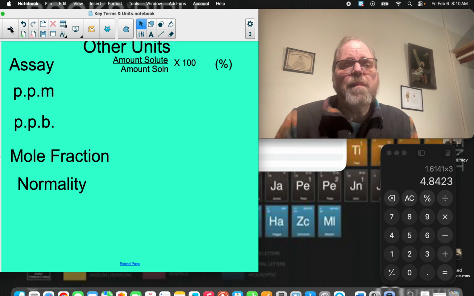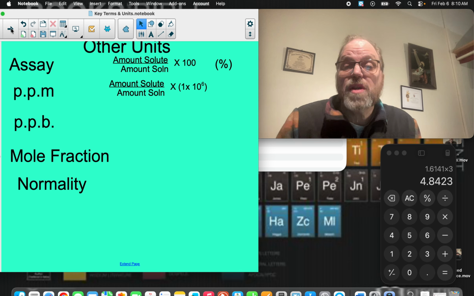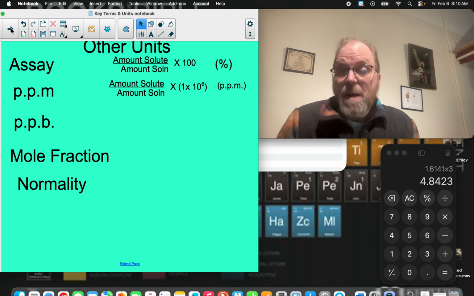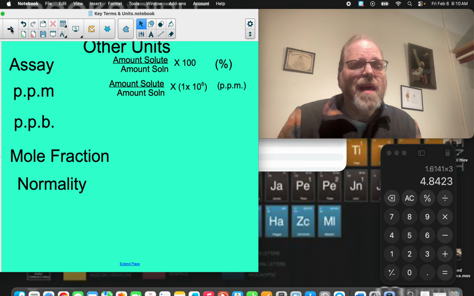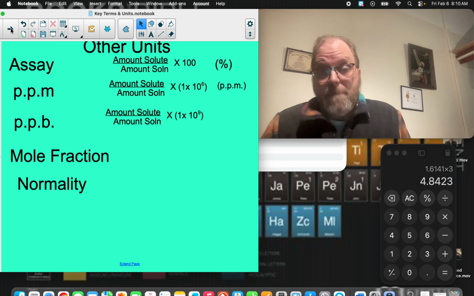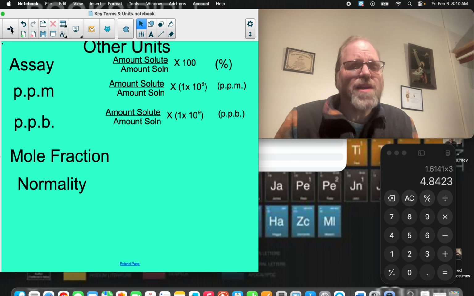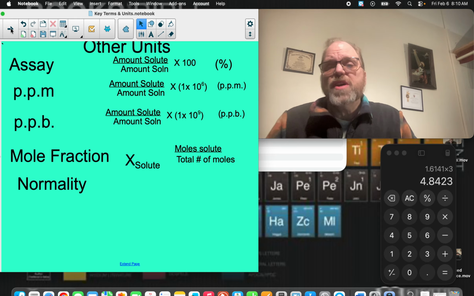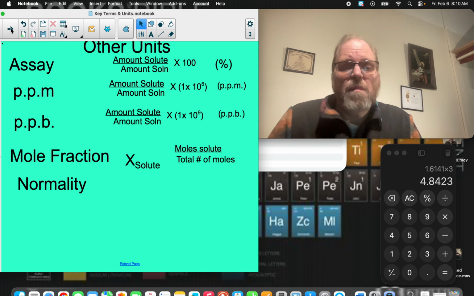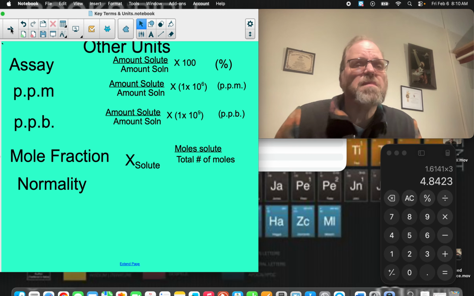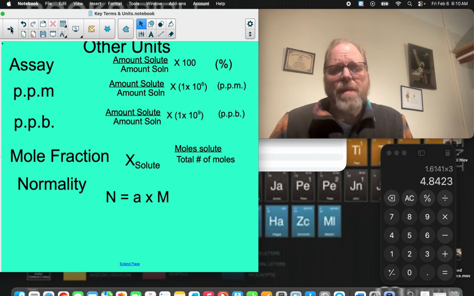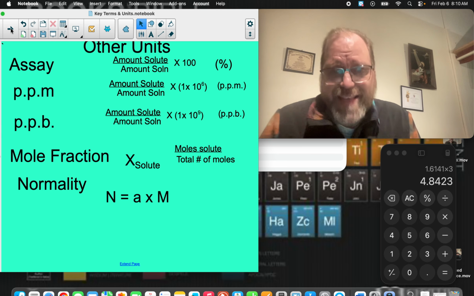All right, for ppm, it's the amount of solute over amount of solution times 1,000,000, 1 times 10 to the 6. And we express that as ppm. ppb is times 1,000,000,000, and again, ppb is the units for it. Now, mole fraction. Mole fraction is just X. X is the moles of solute over total number of moles, and normality is a value A times the molarity.